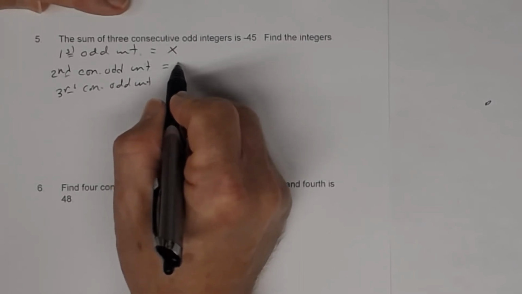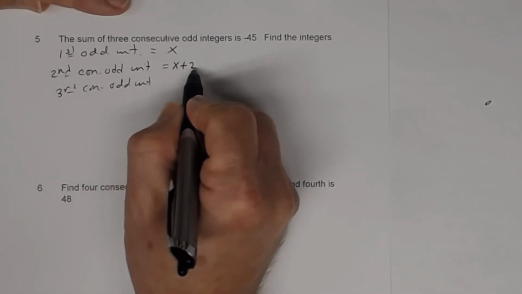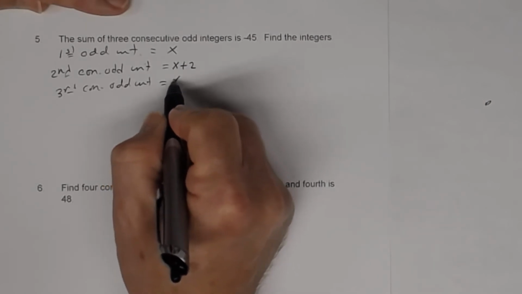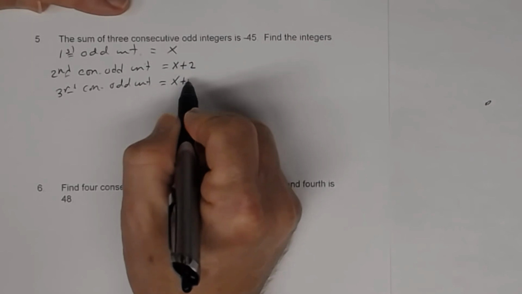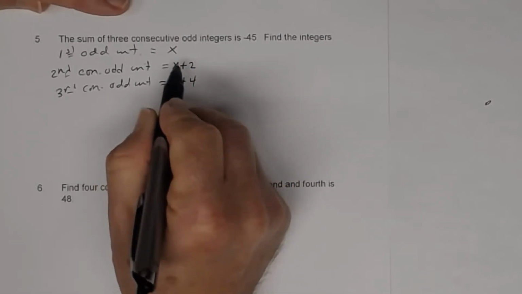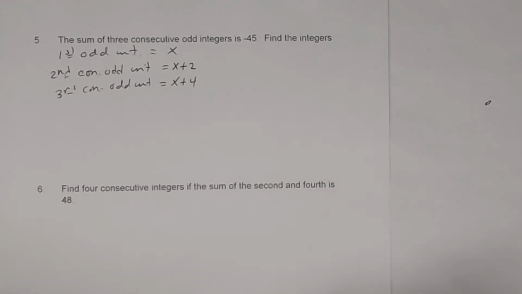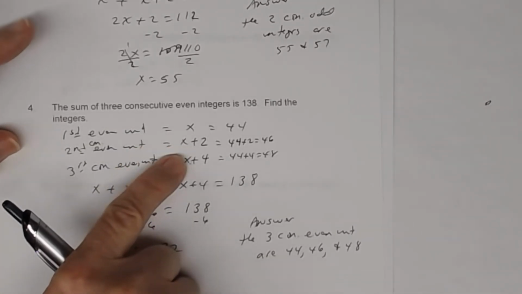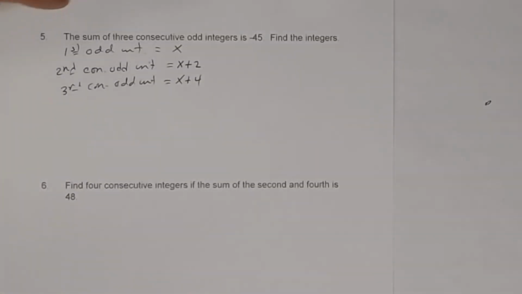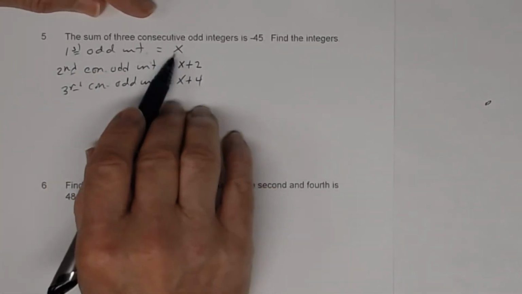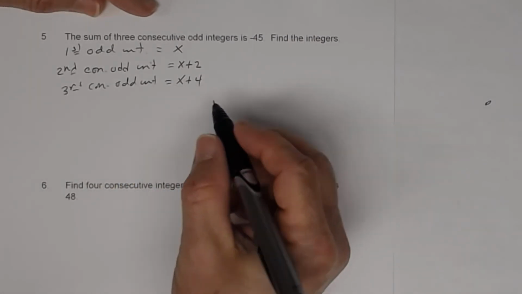So how to get 9? I say 7 plus 2. Then how to get the next one? I keep adding 2. x plus 2 is the second, and then x plus 4. So it's the same expressions here with odd as it is with even, right? You're told that when you add those 3 integers, the sum is negative 45.